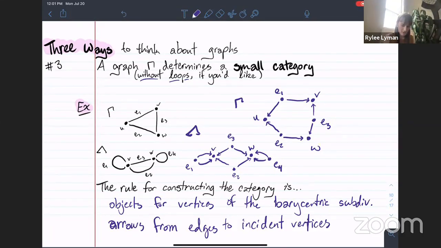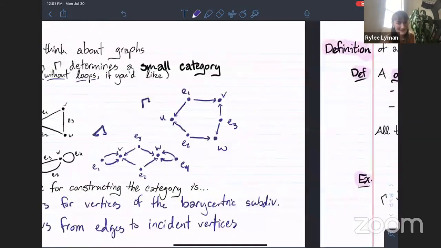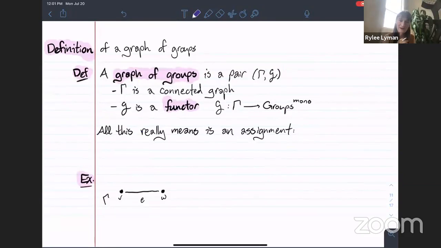So let's talk about what a graph of groups is. The reason that I said the word category is because I wanted to say the word functor. I'm very sorry. So a graph of groups is going to be a pair: I'll have a gamma and a script EG. Gamma will be a connected graph.